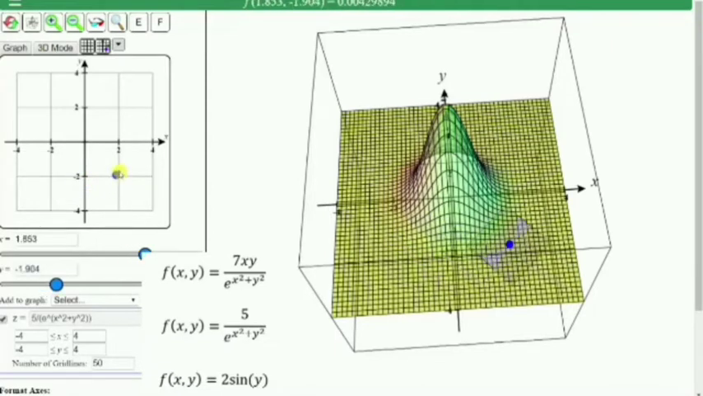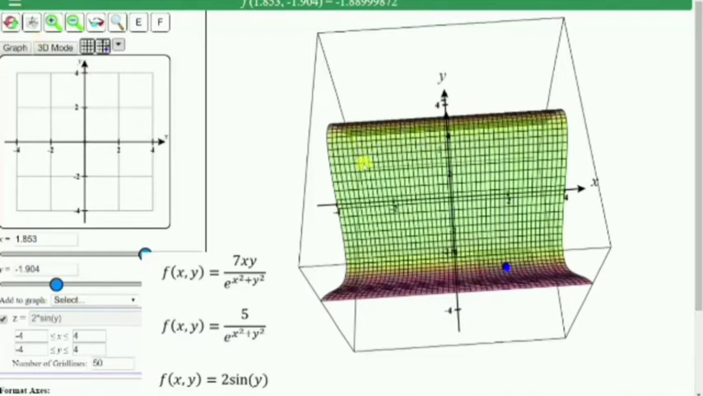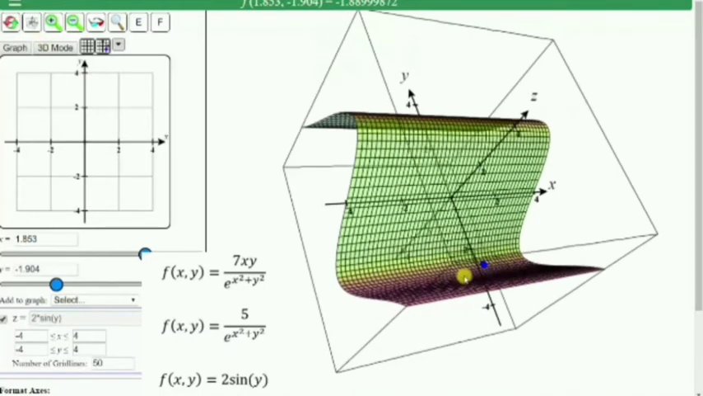Let's look at our last surface given by the function f of x comma y equals 2 sine y. So we clear this function and enter 2 times sine y. And click graph. Notice how we have a graph of a cylinder.